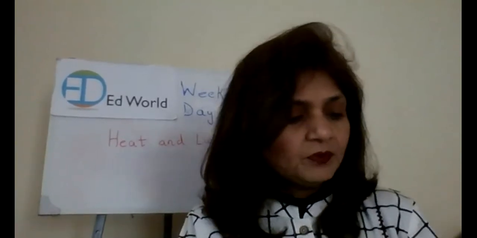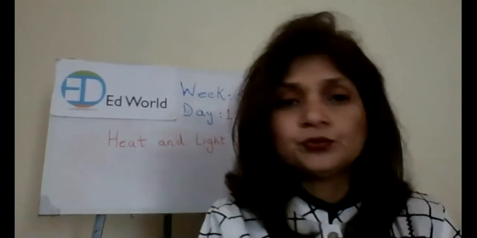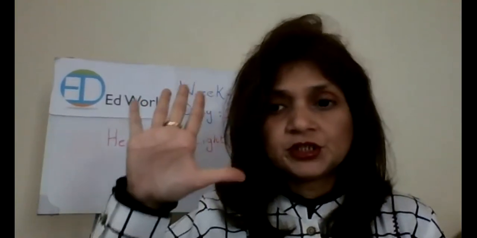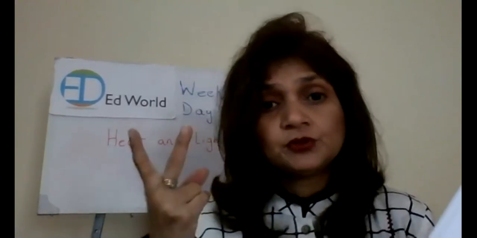Okay. Now, what I want you is you open up page number 38, and there are two questions, question number 4 and question number 5. Now 4 is very easy. It says name two things which give out heat, which give us heat. You have to name two things. Then name two things which give us light.